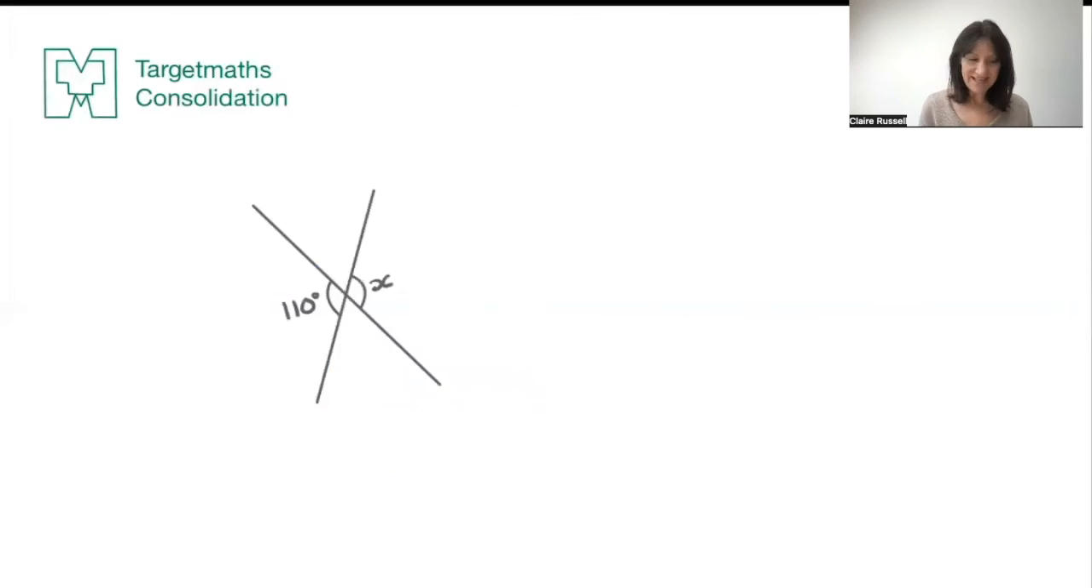Okay, that is our last question. Hit pause, press play when you're ready. All right, so one of my favorites. No maths required. These angles are vertically opposite, so X is 110 degrees. Because it's vertically opposite, they are equal. Happy days.